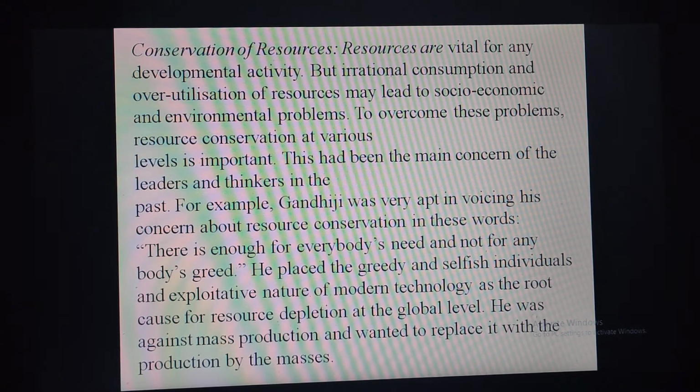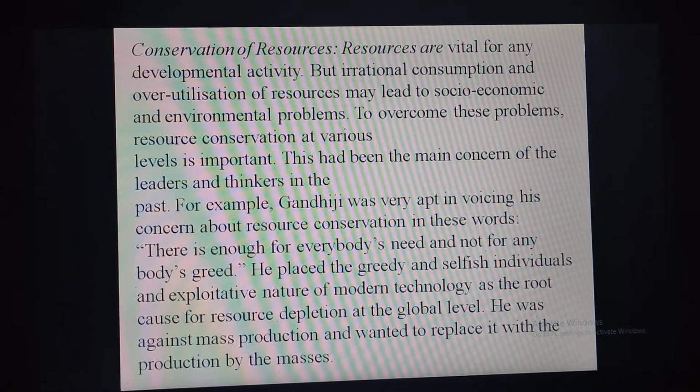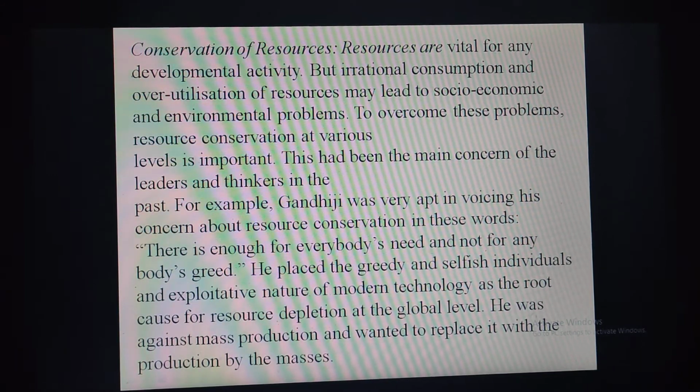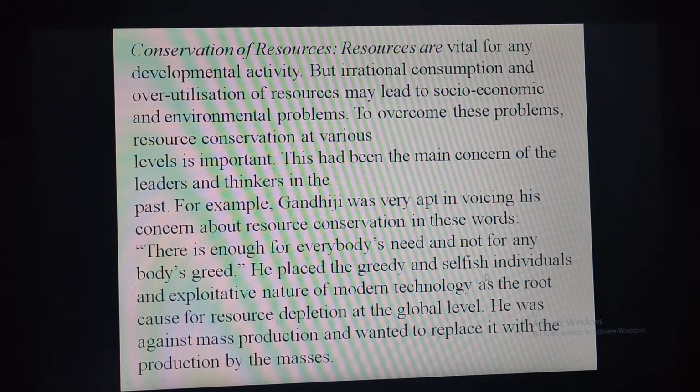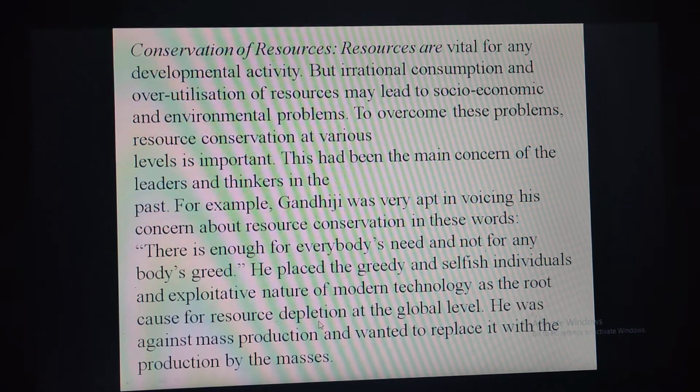This has been the main concern of leaders and thinkers in the past. For example, Gandhiji was very apt in voicing his concern about resource conservation in this world. There is enough for everybody's need and not for anybody's greed. So what is Gandhiji trying to say? We have to understand that if we use these resources as much as we want, without thinking about anything, it's not a good thing. It will result in socio-economic and environmental problems, as we are seeing right now.